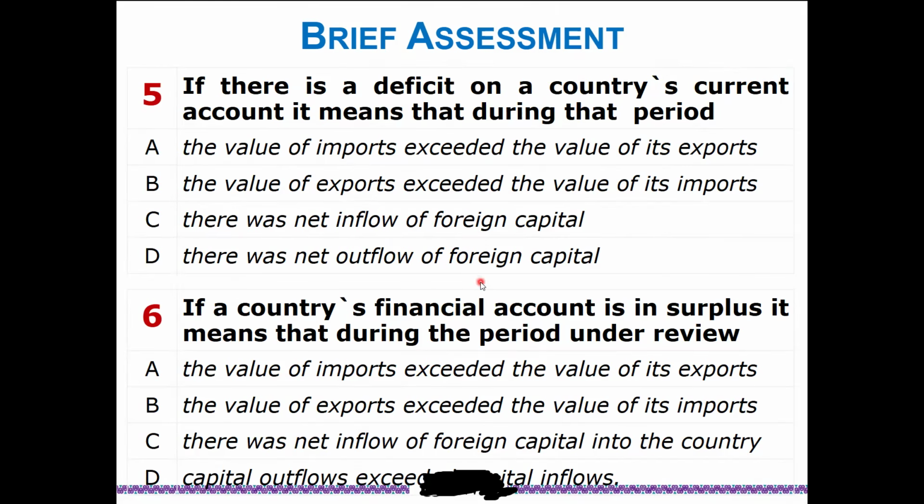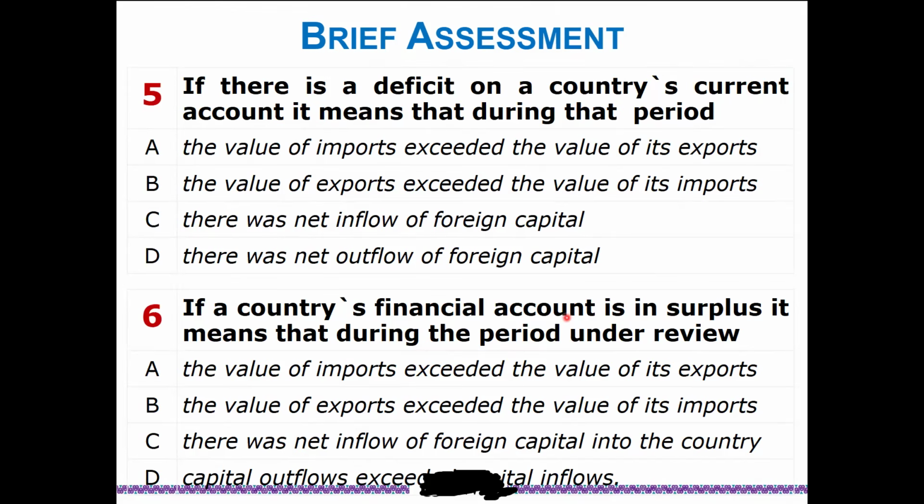If it was the financial account, so you see here, they are referring to the financial account. The financial account, that is where we said we look at things such as direct investment and portfolio investment, right? So where we look at our net inflows and net outflows, right? What is coming into the country and what are we investing in other countries, right?